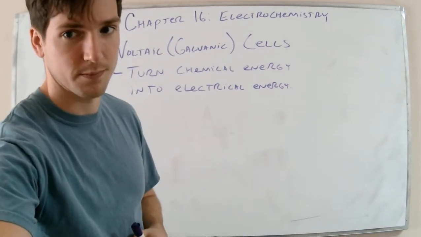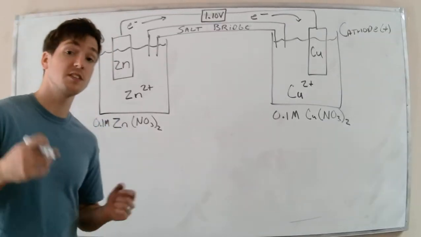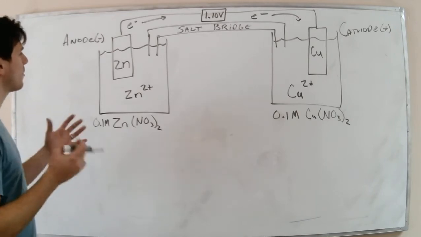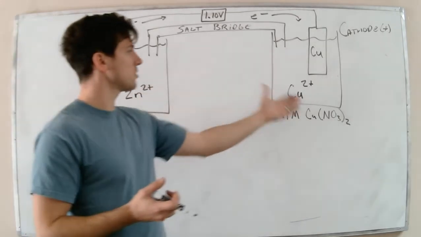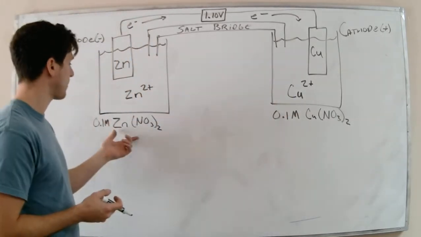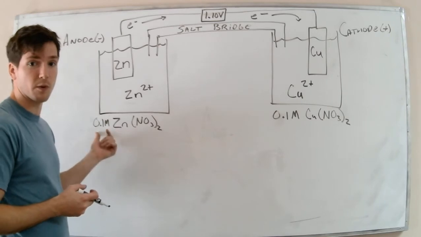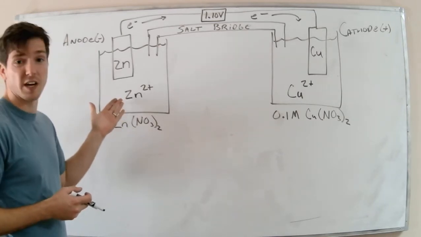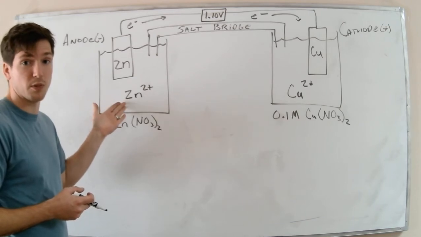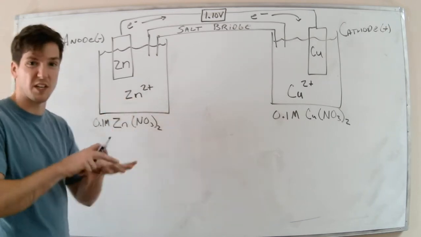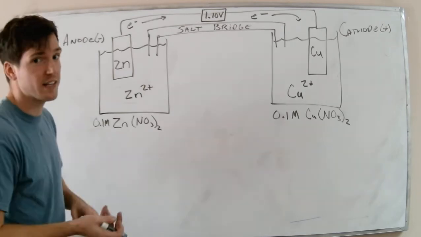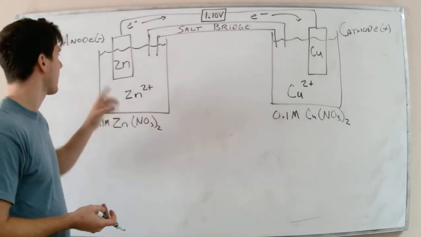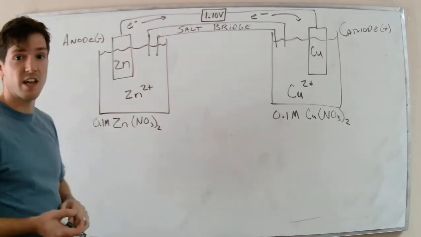Alright everybody, so this is our galvanic cell, or our voltaic cell. It's two beakers with solution in them. This one happens to be 0.1 molar zinc nitrate, and the only thing that we really care about is the zinc 2 plus. When the zinc nitrate goes in this beaker, it dissociates into nitrate and zinc 2 plus, but we only care about the zinc 2 plus. And inside of it is a zinc anode.